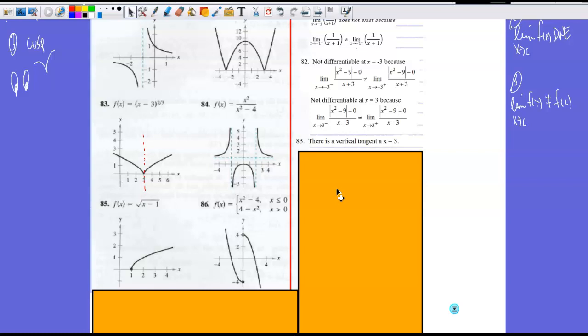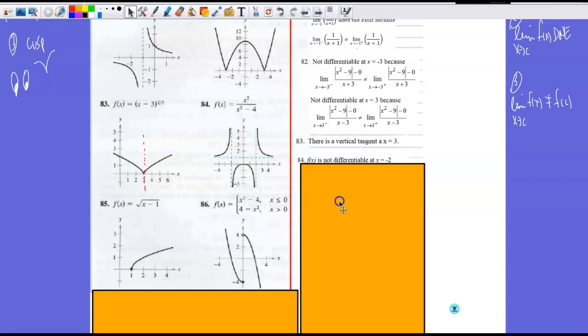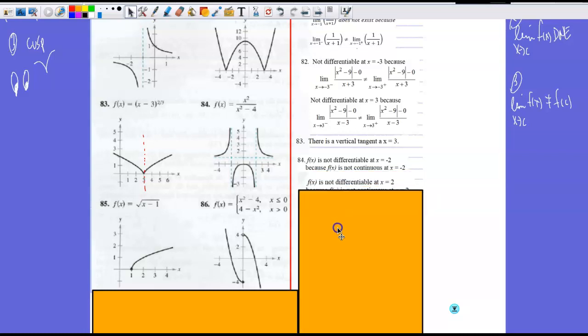84 is like the first one, number 81, except this time there are two vertical tangents. So at x equal to -2, not vertical tangents, vertical asymptotes, I'm sorry. In number 84, there are two vertical asymptotes. So there are two discontinuities. So the function has no derivative at x equal to -2 because f of x is not continuous. Same thing at x equal to +2, the function is not continuous.